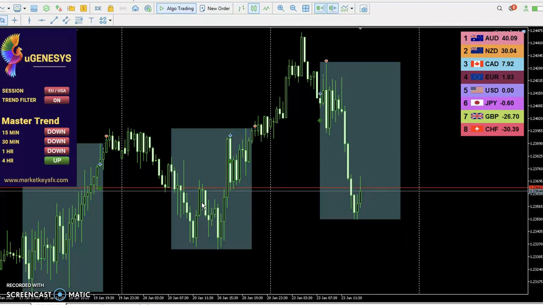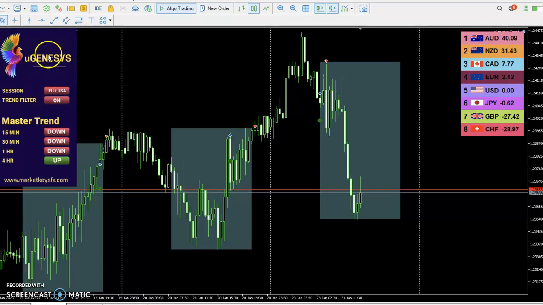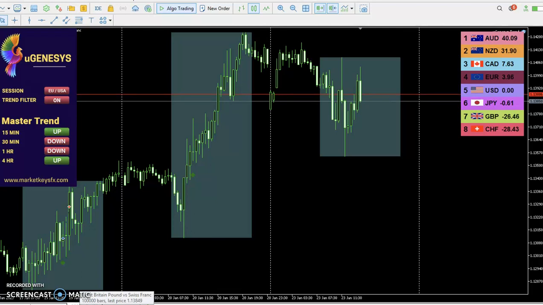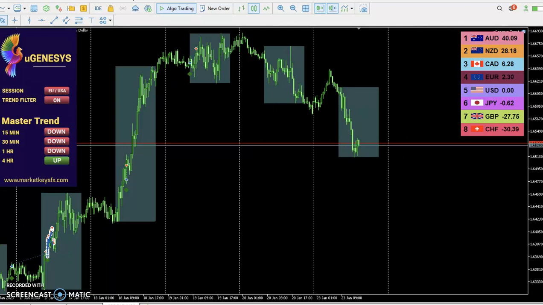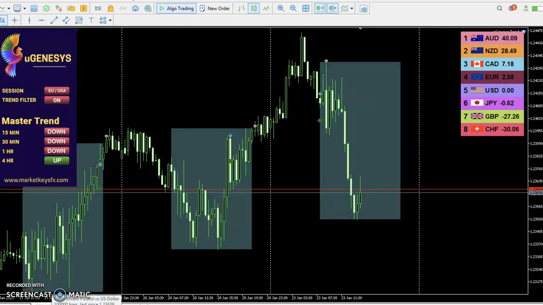I'm just going to be showing you the daily profits on this particular account that we've been running using our uGenesys trend indicator. Now today we only received one signal, which was the GBP USD. You can look at the other symbols, GBP Swiss and GBP CAD, but we didn't get a signal for those. So we got a signal for GBP USD and it was a buy signal.